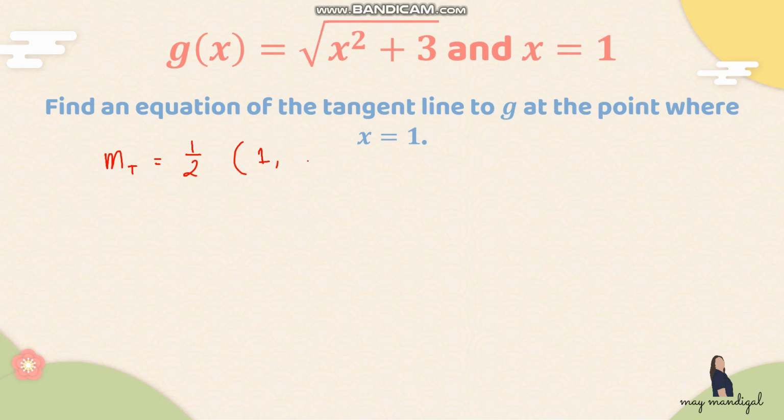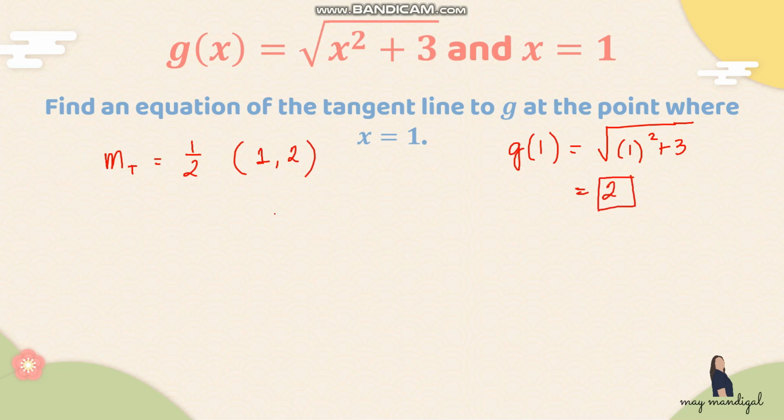So in order for us to identify the y coordinate of that point, or the point of tangency, you just have to substitute 1 into our function. So g of 1 is equal to square root of 1 squared plus 3. We are doing this so that we can identify the corresponding value of y given that x is 1 in this particular function. So simplify this. 1 plus 3 is 4. Square root of 4, you will get 2. So that is the value of y that we will use.